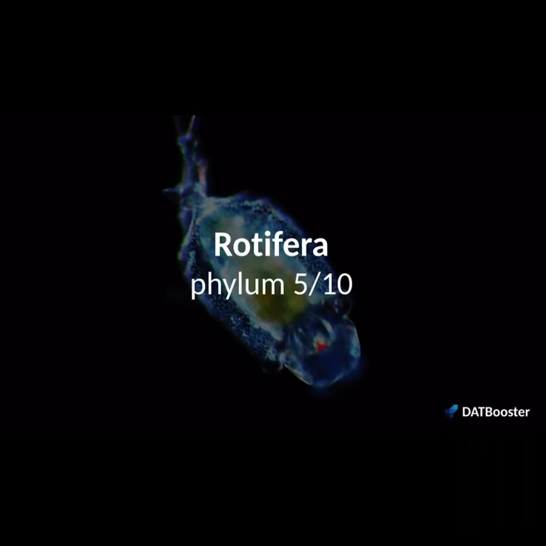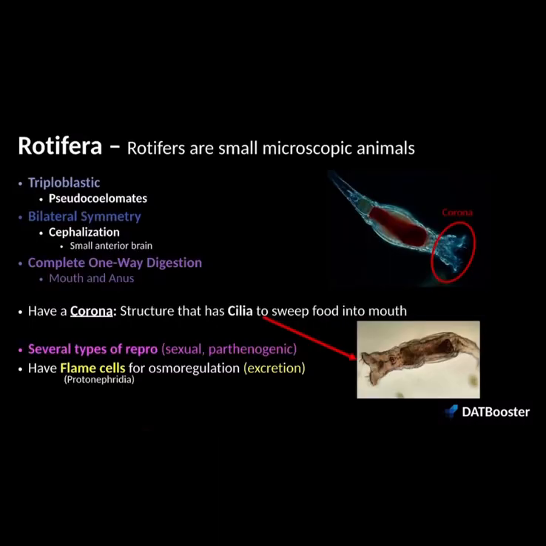Now we get to phylum Rotifera. This is phylum number 5, so the last phylum that we're going to talk about in this video. So this phylum is often referred to as just the phylum of rotifers. Rotifers are small microscopic animals. Now rotifers are triploblastic. So since they're triploblastic, we have to worry about a coelom, and they're pseudocoelomates. They also express bilateral symmetry, which makes sense because they're triploblastic. Rotifers also have cephalization, or a collection of nervous tissue towards the anterior portion of their body.